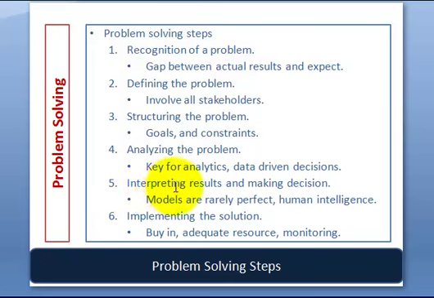Number 5 is interpreting the results. Models are rarely perfect. There's usually some sort of human intelligence involved. Where analytics is key, you want to know what that model's telling you, and you want to know, if you apply some human intelligence, how you tweak that. The last one is implementing the solution. You want to make sure your stakeholders are bought in, that you've provided adequate resources, and that you've got some sort of monitoring set up.